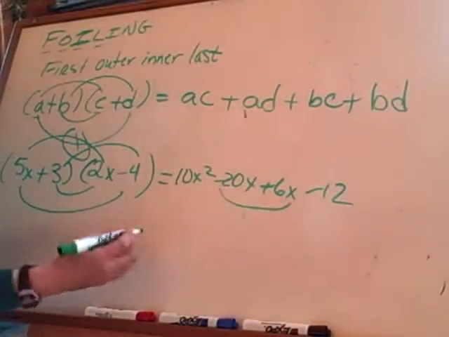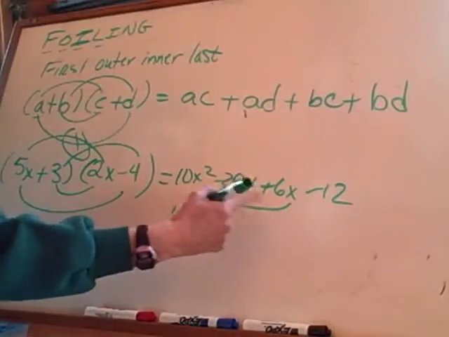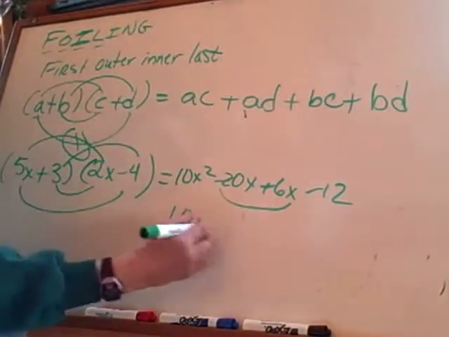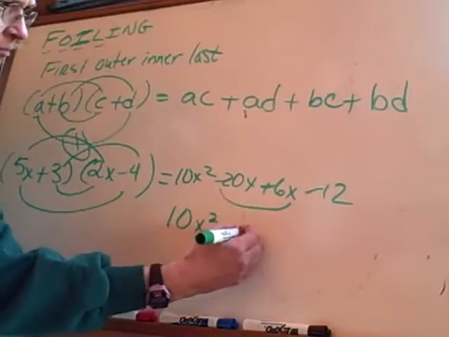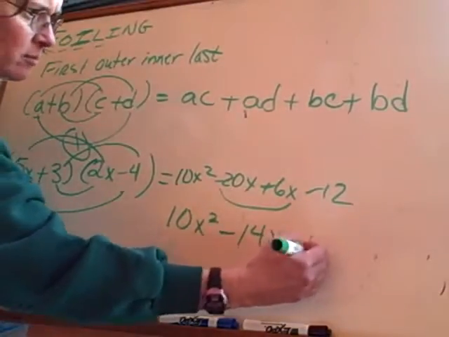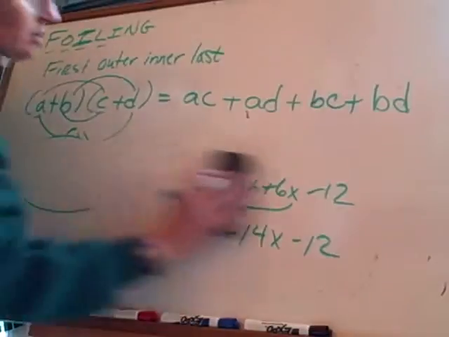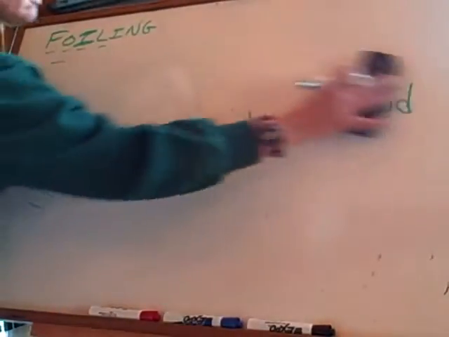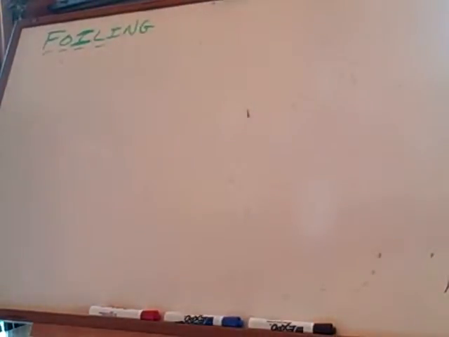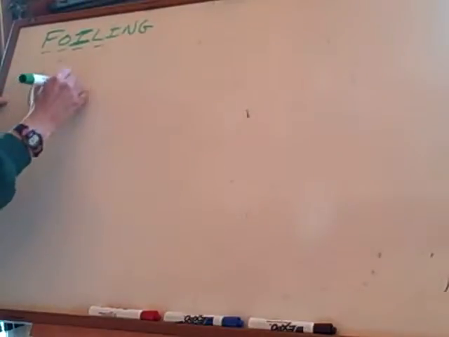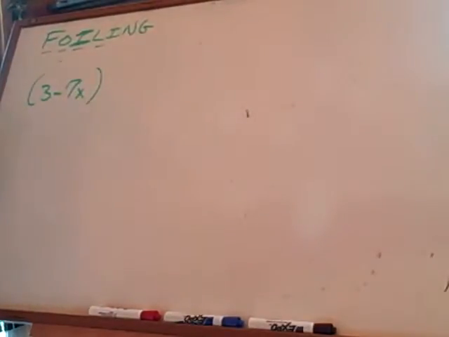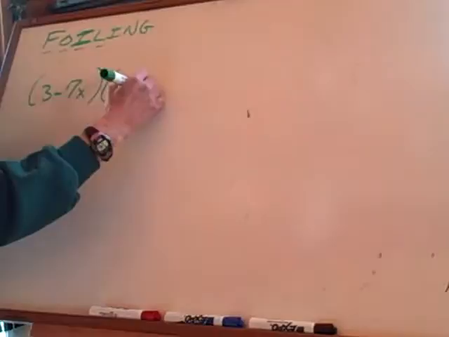At this point, I want to combine my like terms. My negative 20x and my 6x are like terms, so I'll end up with a minus 14x and then minus 12 on that one. So, no problem on that? Okay, we're going to go again. So we'll look at our next example, and it is 3 minus 7x and then 2x plus 1.